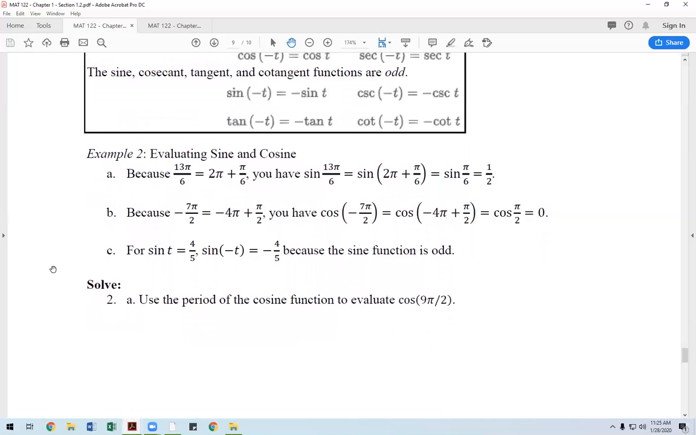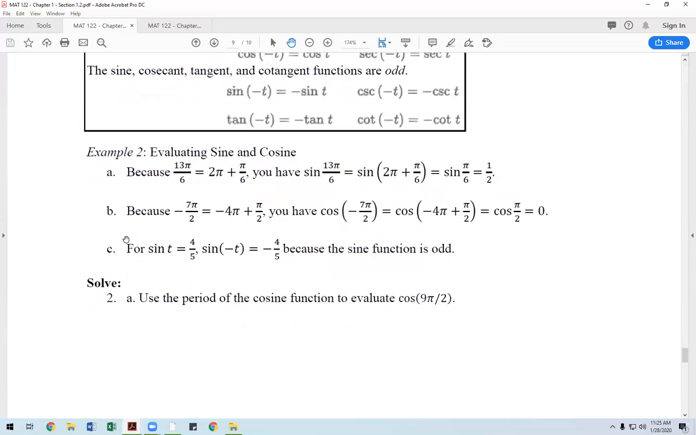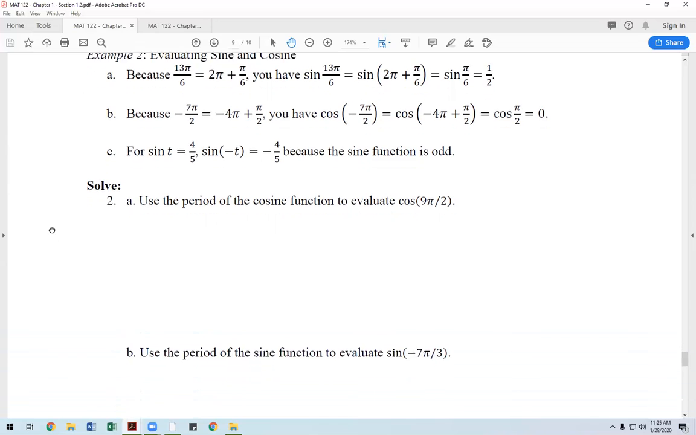Sine is an odd function. So if you're going to take the value of sine of t as 4 over 5, that's the same result you are going to get if you make this a negative value of t, because remember, if you make a negative t in your sine function, it negates the entire sine value. So if this is positive t, you get 4/5. If it's negative t, you will basically end up getting a negative 4 over 5 because of that odd function property.